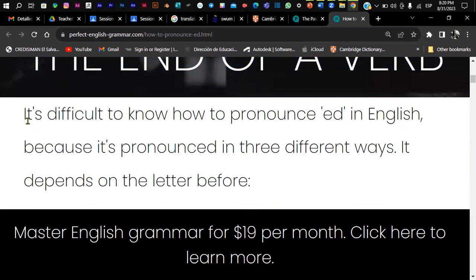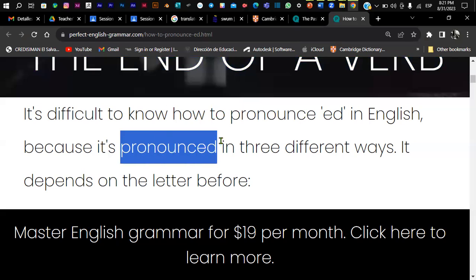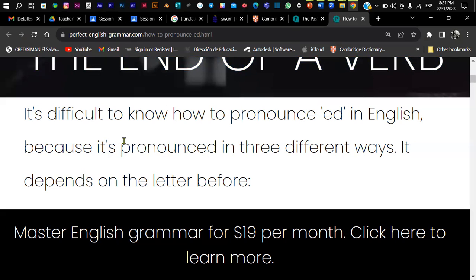It's difficult to know how to pronounce ED in English because it's pronounced in three different ways. It depends on the letter before. Okay, that's it. We are making a small review about regular verbs in the simple past or participle because they are the same. Okay, this is one example. How do you pronounce this verb? With ID, with T or D?